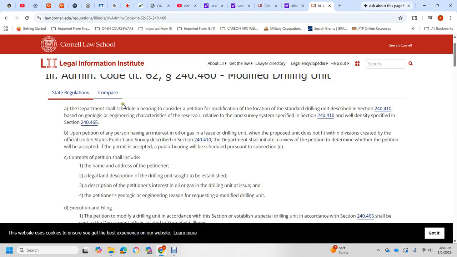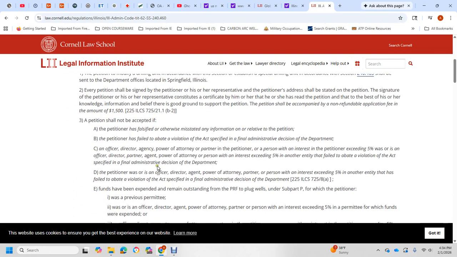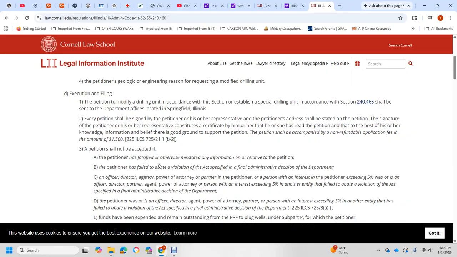Contents of the petition should include the name and address of the petitioner, the legal description of the drilling unit to be established, the description of the petitioner's interest in the oil and gas drilling unit at issue, and potential geological and engineering reasons for requesting the modified drilling unit, execution and filing. The petition for the modified drilling unit, according to the section on established special drilling units, according to section 244.65, shall be filed with the department located in Springfield, Illinois.